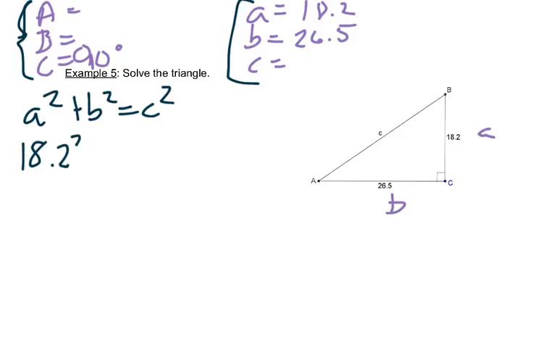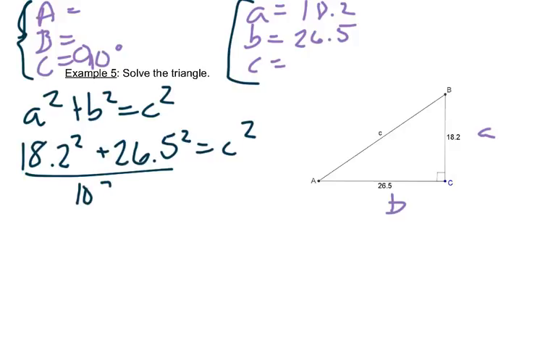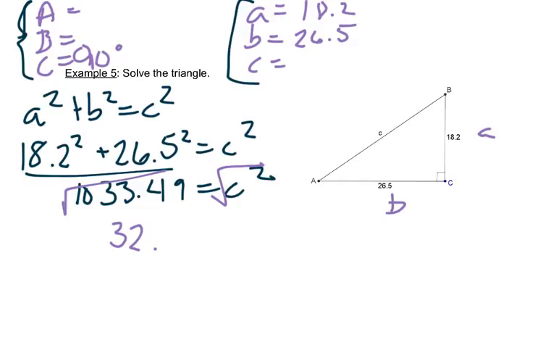So I have 18.2 squared plus 26.5 squared equals C squared. I can type that into my calculator all at once, and it gives me 1033.49 equals C squared. And then I'll take the square root of that. It gives me 32.14, and so that tells me I'll leave it at 32.1. I do that to make it match the other sides that are given. So here's my first out of my missing pieces.